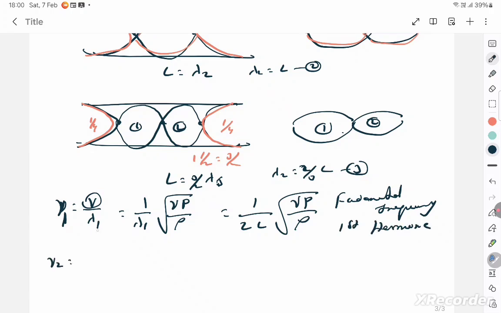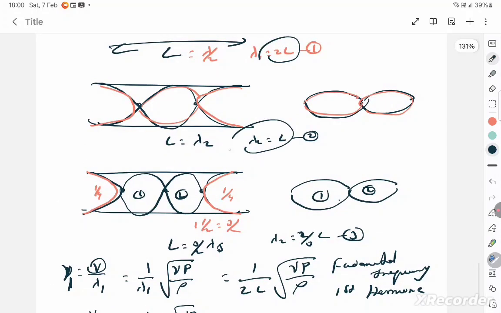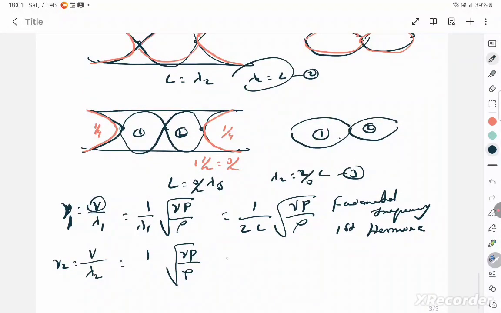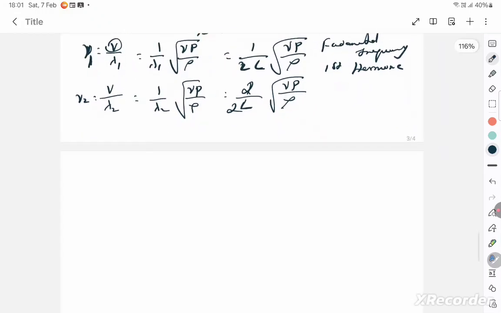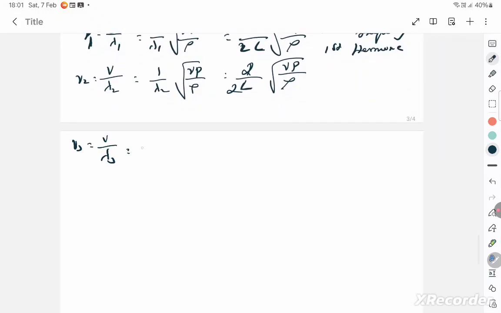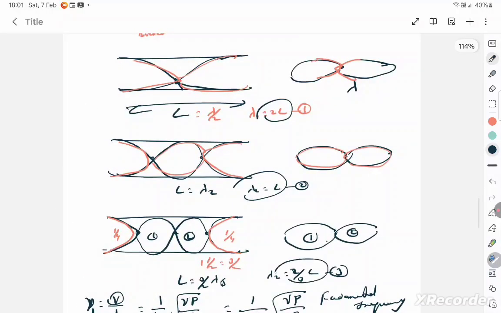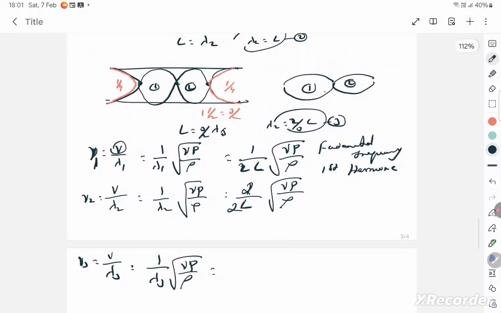Next you can do mu 2, where it's velocity by lambda 2, and this is always root of gamma P by rho, and 1 by lambda 2, and lambda 2 from the second equation is merely L, so you can write 1 by L. If you want good symmetry, because there's 2L, you can always multiply and divide by a 2. So now mu 3 is equal to V by lambda 3, 1 by lambda 3 into root of gamma P by rho, and our lambda 3 is nothing but 2 by 3 of L.